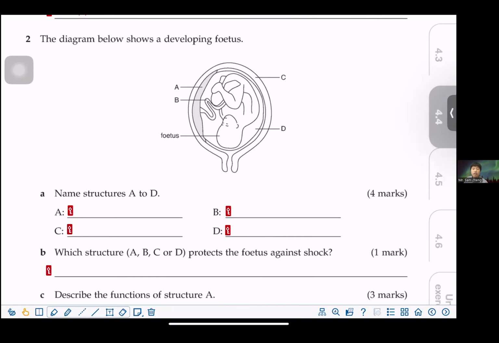Next, for the structures A to D: A is actually the placenta, and B is the umbilical cord. Next, C is the outer part, that would be the uterine muscle. And D is the amniotic fluid that is enclosed by the amnion.